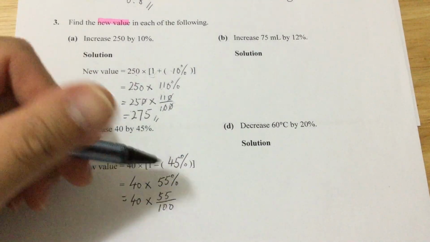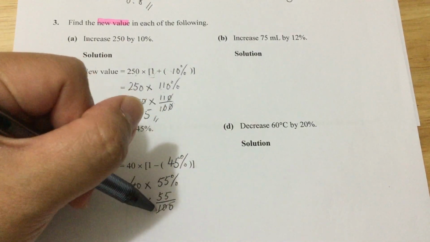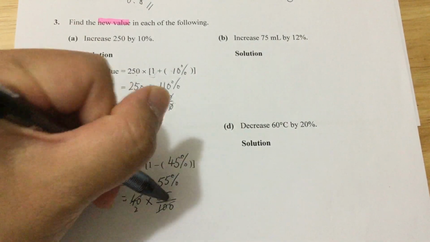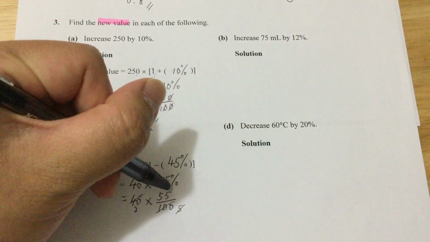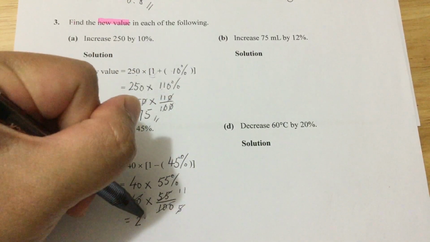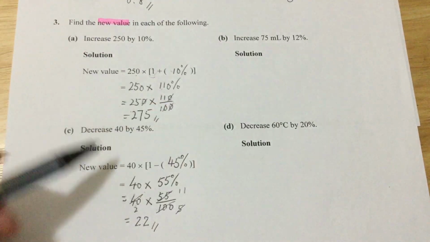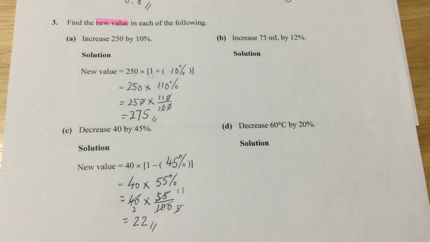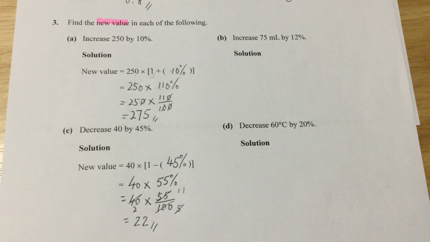So this time what will I do? The cancellation, I will cancel 40 and 100 because both of them can divide by 20. So this is 2, this is 5. You can cancel 5 and 55, you get 11. So the answer is 22. Only 22 left. So 14 minus something away, I only have 22. So make sure that you know how to do these questions.